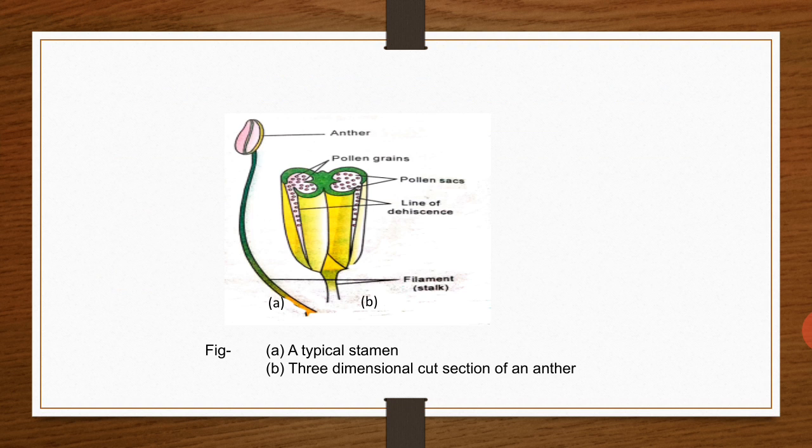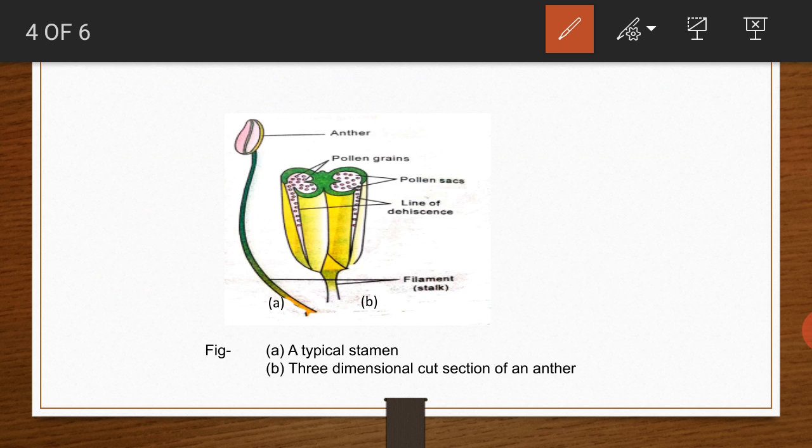Here in this figure you can see the top view cut section of an anther in which each lobe contains two pollen sacs or microsporangia. This is the first lobe and this one is the second lobe, having two microsporangia in each lobe: 1, 2, 3 and 4. Such anthers having two anther lobes and four pollen sacs or pollen chambers are called dithecous anthers or two-celled anthers.